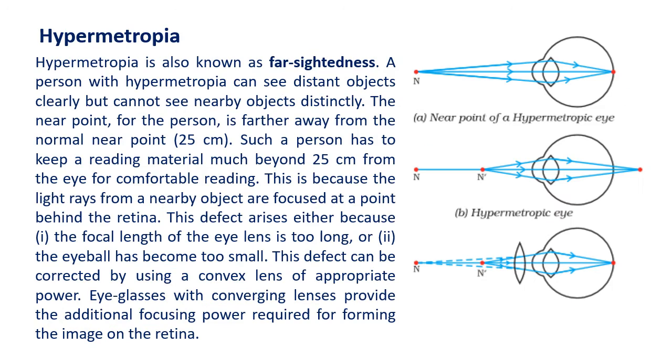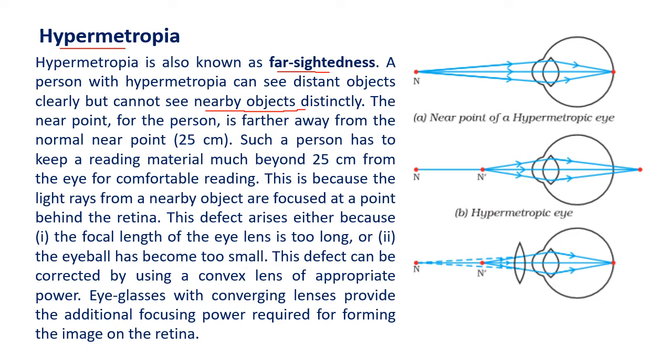Similarly, the next defect is hypermetropia. Hypermetropia is also known as farsightedness, and you must have guessed it right. Farsightedness means the ability to see distant objects. Faraway objects can be seen clearly, but nearby objects cannot be seen clearly.